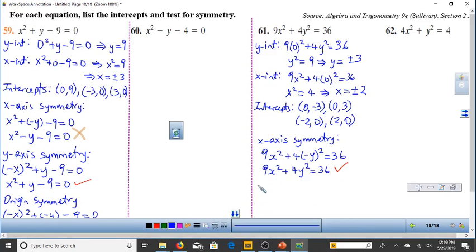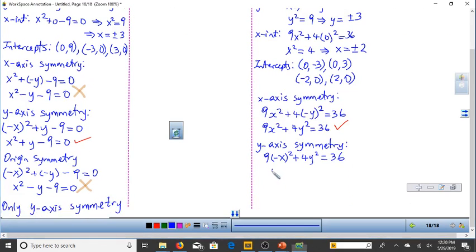Then for y-axis symmetry, I will simply replace all my x's with negative x. So I have 9 times the square of negative x plus 4y squared is equal to 36. I simplify that, and what do you know? 9x squared plus 4y squared is equal to 36. Same as the original equation. So that also has y-axis symmetry.